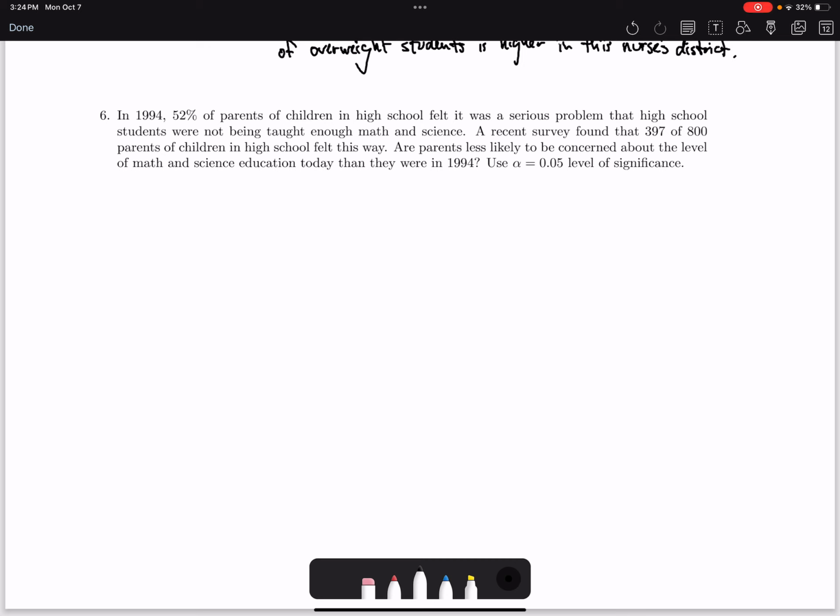In 1994, 52% of parents of children in high school felt it was a serious problem that high school students were not being taught enough math and science. A recent survey found that 397 of 800 parents of children in high school felt this way. Are parents less likely to be concerned about the level of math and science education today than they were in 1994?